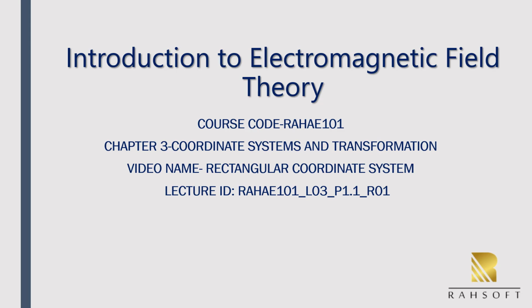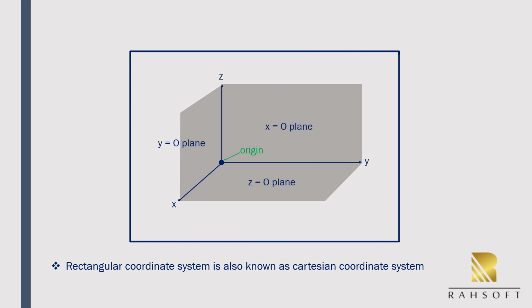Hello, in this section I will talk about the rectangular coordinate system. So in this figure you can see we have this coordinate system. This is the x-axis, this is the y-axis and this is the z-axis. Firstly, we will try to locate a point in three-dimensional space.